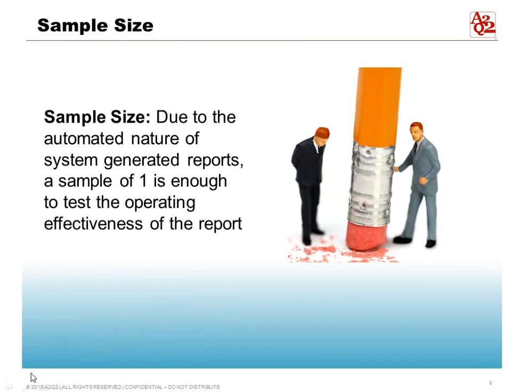So the sample size for system reports is awesome. That's why so many people want to push for automated controls or system controls, and that's because the sample size is only 1. We know that systems always act the same way, so if we test the logic, we only need to test 1 report to know that it continues to operate effectively.